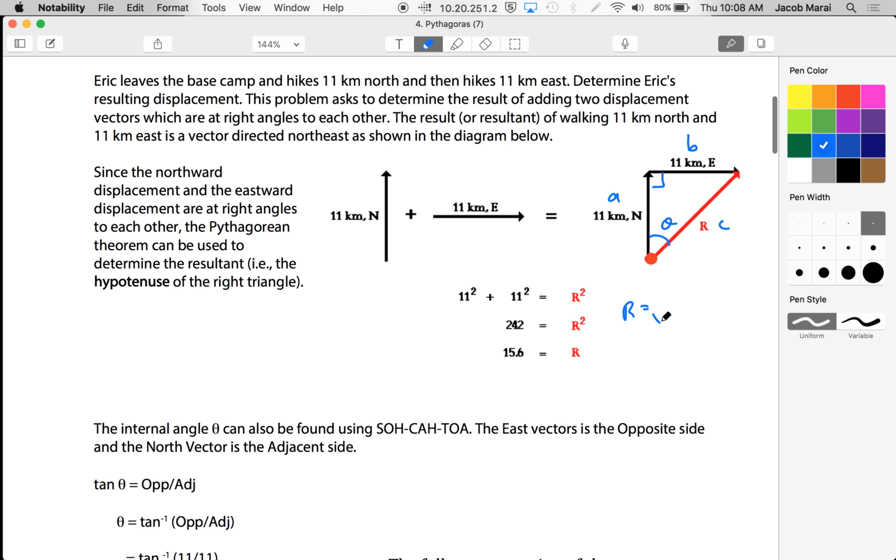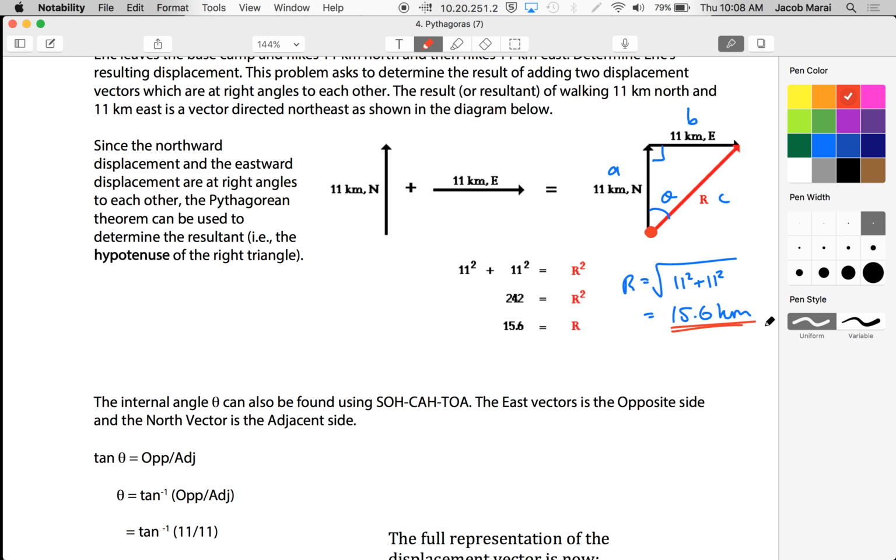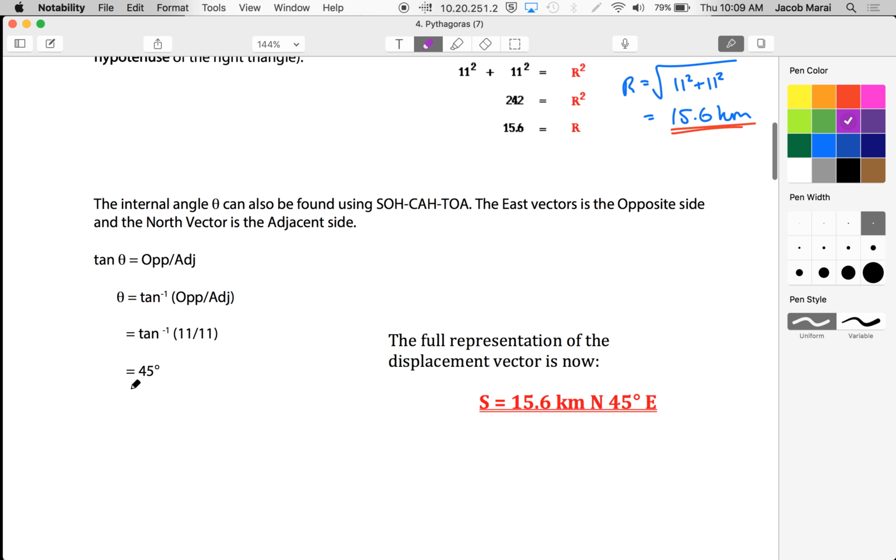I would go R equals the square root of 11 squared plus 11 squared. It's not really shown in the working out, but out spits 15.6 kilometers. And then, oh look, we've got A and B. We could also write opposite and adjacent. So we've got our opposite side length and our adjacent side length, and we want to find out this little theta here. So we use the arctan. Okay, so that's it there.